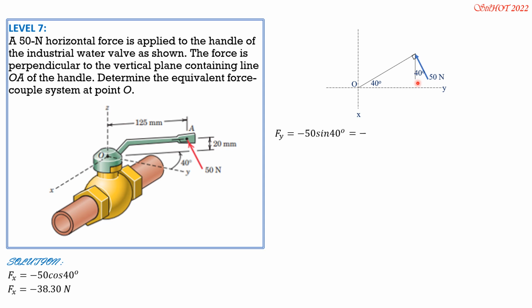So therefore, it is negative 32.14 newtons. There's no Fz because it is stated here this force is horizontal, so parallel to the xy plane. So therefore, moment about OX, this component Fy is to the left, it is above the x-axis.